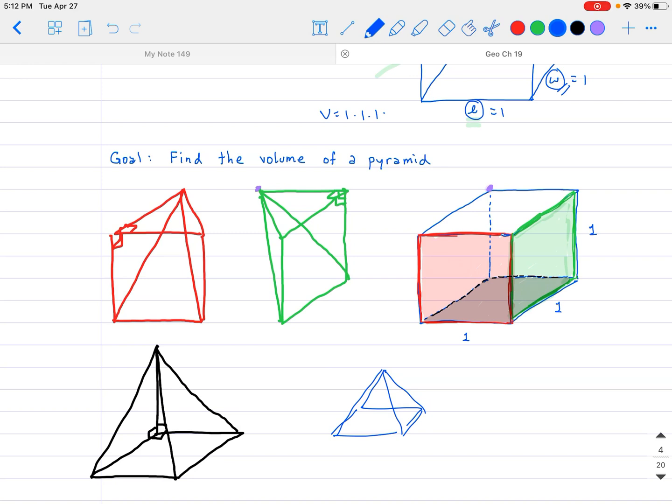Note that the pyramid could have the vertex somewhere right above one of the corners. So it could actually look something like this. And it turns out that according to something called Cavalieri's Principle, these two shapes have exactly the same volume. Let me read it again. So long as the base is the same and the height is the same, the volume of one is equal to the volume of the other.